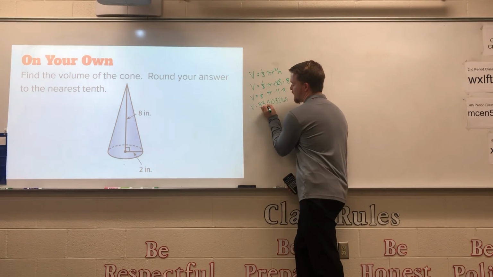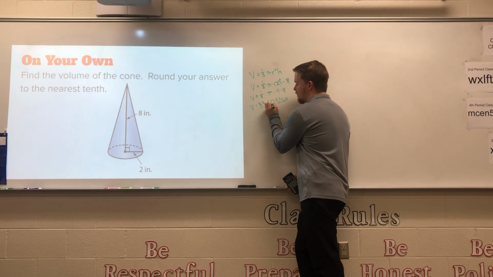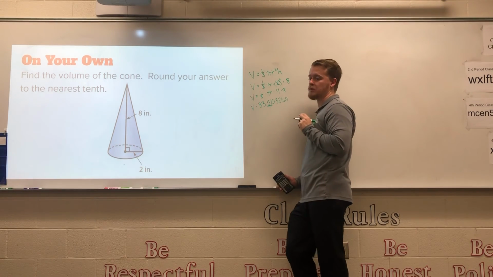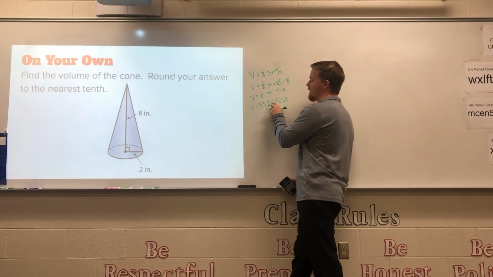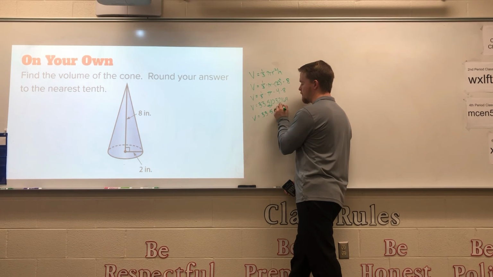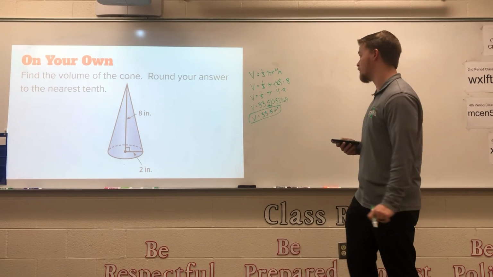But again, we don't need all those numbers because all we're looking to do is round to the nearest tenth. Tenth spot is the 5. We look at the number behind it, which is 1. 1 is 4 or lower, so that tells me to stay the same. So 5 stays 5. So my final answer is V equals 33.5 inches cubed. There's your final answer to that one.